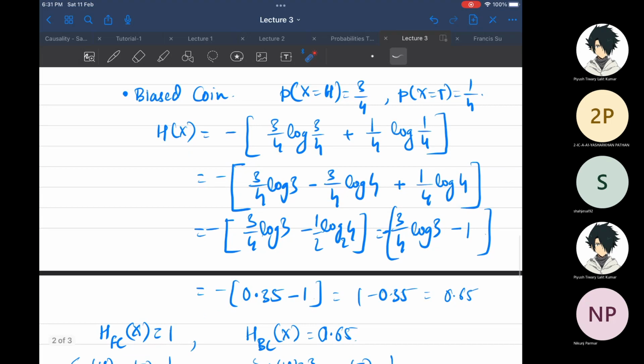So we did again the same calculation. This time the probability of heads was 3 by 4. So 3 by 4 log 3 by 4 will be the first term for heads. And then the probability for tails was 1 by 4, so 1 by 4 log 1 by 4 will be the term for tails.